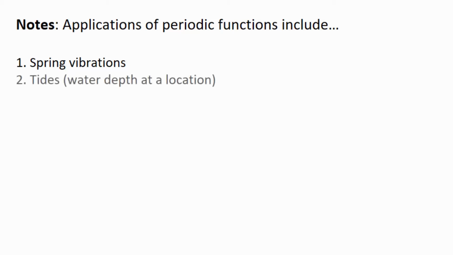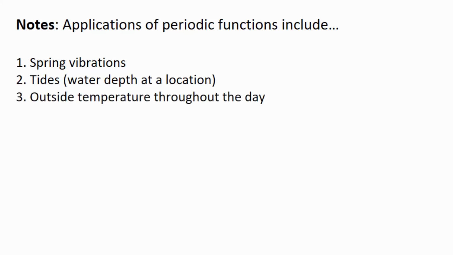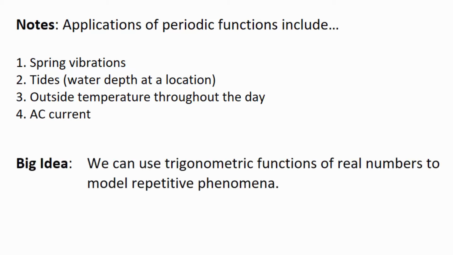The tides, the depth at a certain location, maybe on a pier, is periodic throughout the day, right? The tide comes in, the tide goes out. The outside temperature throughout the day is periodic. It goes up, it goes back down. AC current is periodic. So all kinds of applications. That's the big idea, by the way. We can use trig functions to model repetitive or periodic phenomena.